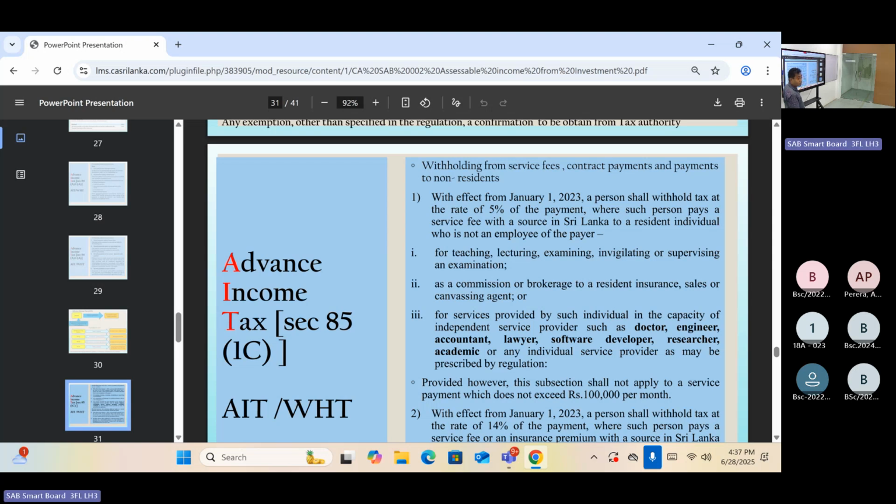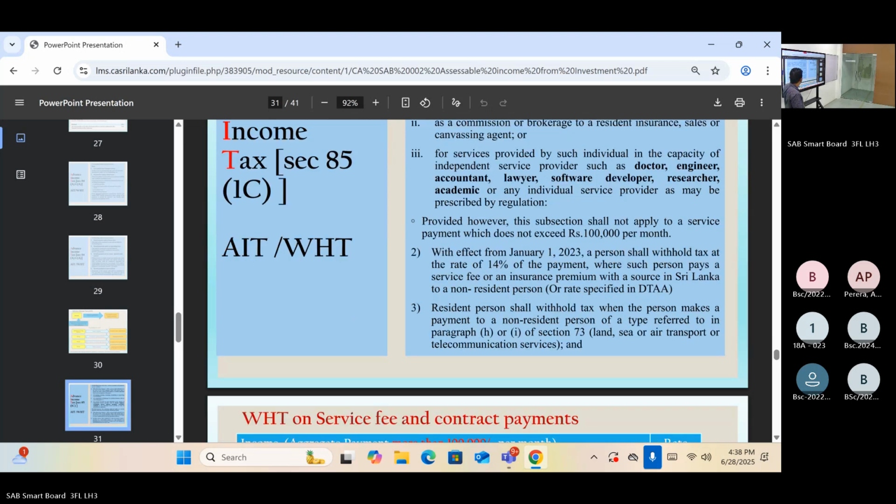Commission or brokerage of resident insurance. Sales or canvassing agent related payment. Commission payment. Service payment to doctor, engineer, accountant, lawyer, software developer, researcher, academic, that type of thing. If the monthly payment is more than 100,000, 5% needs to be deducted. In the case of a payment to a non-resident person, irrespective of the amount, the tax rate is 14%. So this is payment within Sri Lanka. Therefore, the payer making the payment has to deduct.